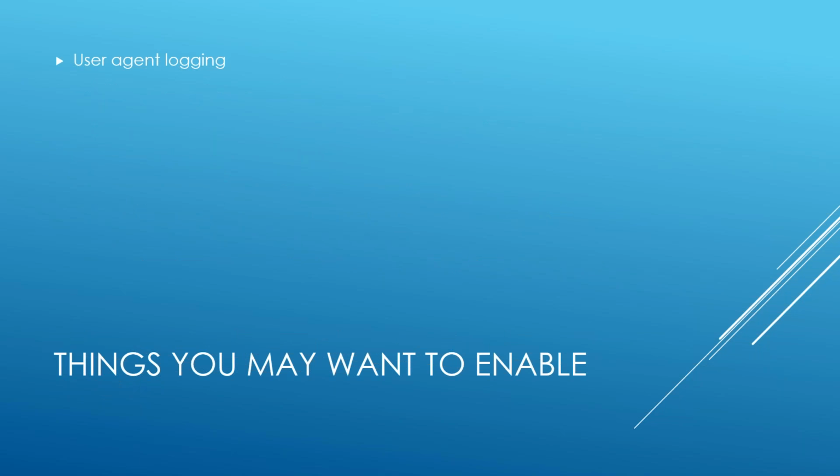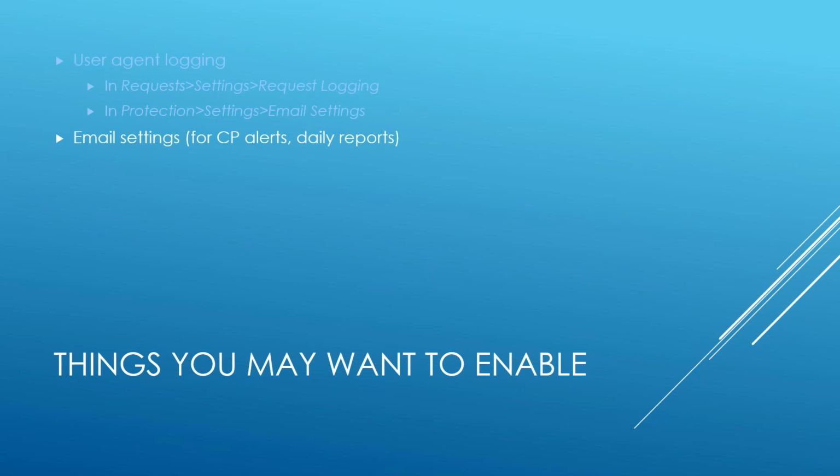And some things you might want to enable: user agent logging. We're about to run out of time, so I'm just going to go through these things really quickly. You can enable user agent logging in request settings, request logging, and it will log the user agent of every request in your request log. You can also enable them in your FusionReactor crash protection alerts. Go to protection settings, email settings, and you'll see an option to enable user agent display in the alerts.